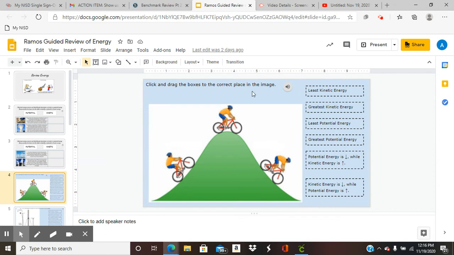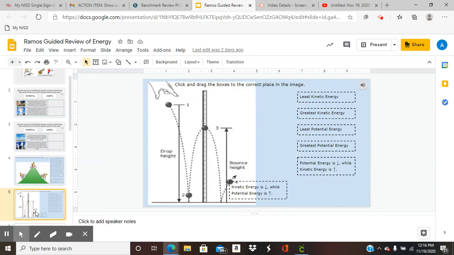Click and drag the boxes to the correct places in the image. So remember this when we went over it, okay? Where it is stored, that means he's at rest, that's potential energy. Where he's going to have least kinetic energy, remember, when he's going up the hill, it's harder for him to go up the hill. So the kinetic energy is going to be decreasing. But when he's going down the hill, remember, the faster the speed, the faster the kinetic energy, or the increase in kinetic energy, let's just say.